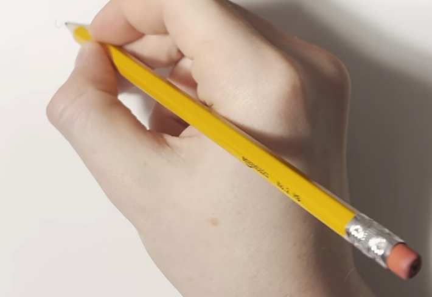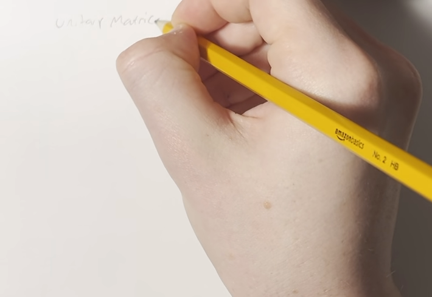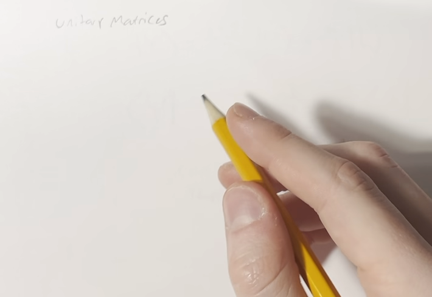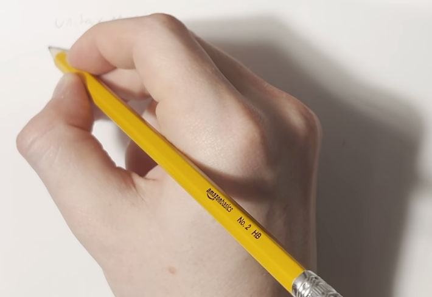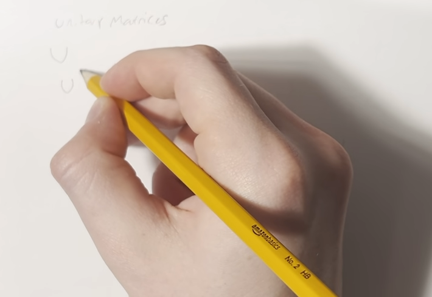Hey guys, so in this video I wanted to introduce two types of matrices. One being a unitary matrix, which encompasses unitary operations as well, and also Pauli matrices. So for the first one, unitary matrices. So these are definitionally matrices that are any matrix U that satisfies this.